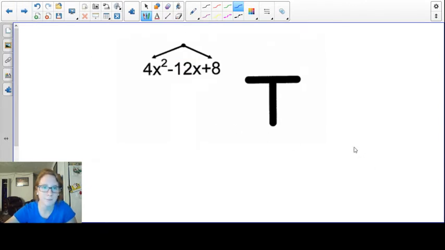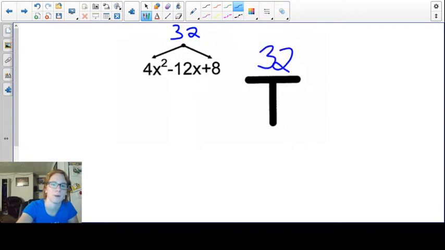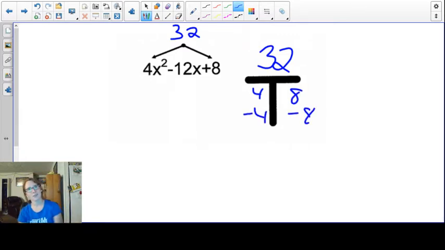All right, let's try it again. 4 times 8 gives me 32. So I put 32 on top of that T. Okay, so what multiplies to a positive 32 and adds to negative 12? That's a lot of stuff to check. Well, let's check the 2 numbers we did. Positive 4 and positive 8 give me positive 12, but what about negative 4 and negative 8? Do those add to a negative 12?